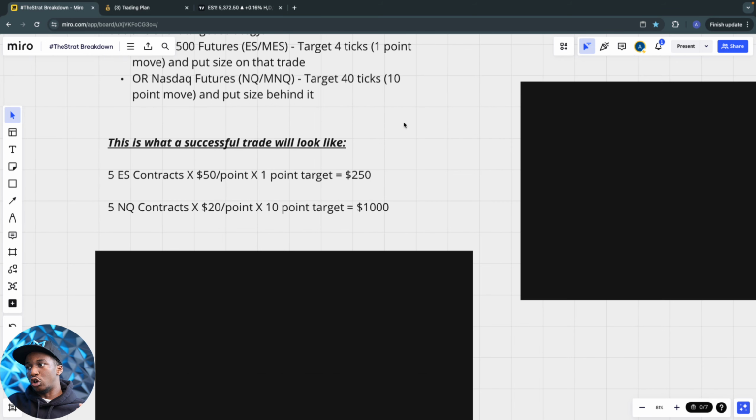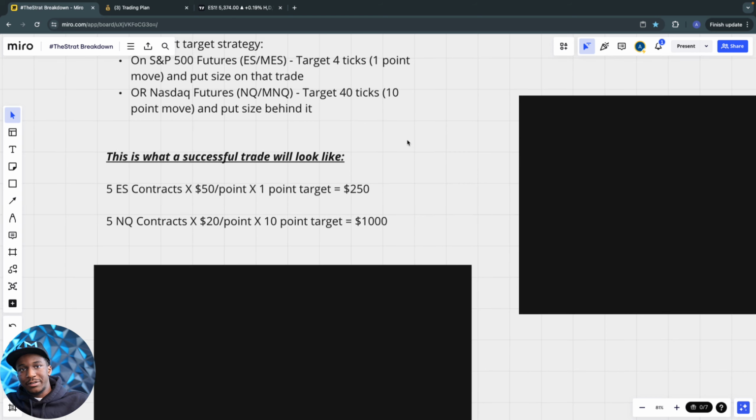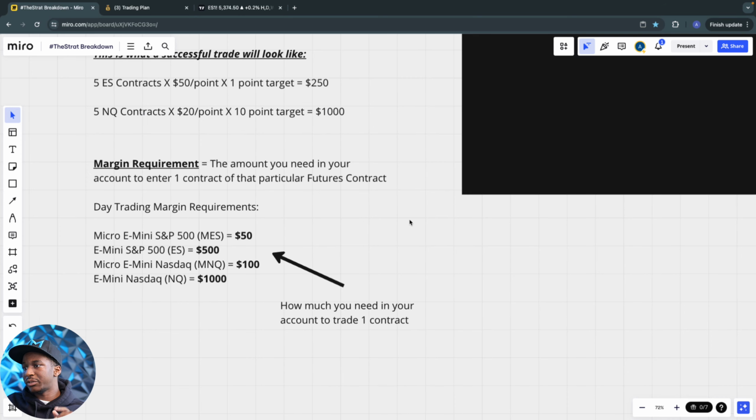Now, obviously, the goal that I want you guys to have is to eventually get to a point where you're sizing up much heavier than that. Let's say, for example, 20 ES contracts. That would be $1,000 a point. Instead of 5 NQ contracts, I want you guys to be doing 20 to 25. So 20 NQ contracts, instead of 5, you can make $4,000 right there. Boom, in and out, $4,000. Now, obviously, you start small, you work your way up to that point. But that's the goal. Now, let me delete this real quick.